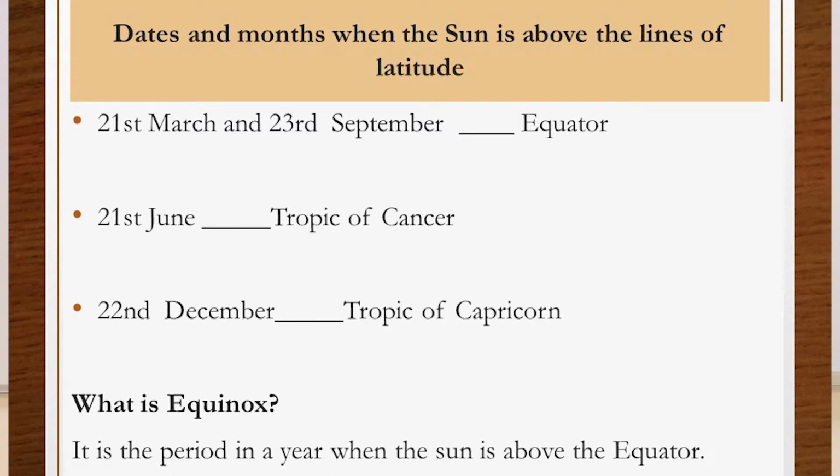So we have a simple question. Dear learners, what is equinox? This is not new to you. You learned about it in primary 5, and you can simply define equinox as the period in the year when the sun is above the equator, or when the sun is overhead the equator. So it is overhead the equator on 21st March and 23rd September.